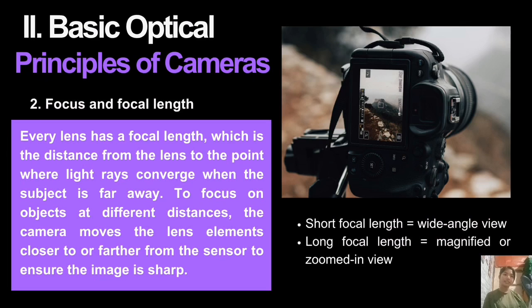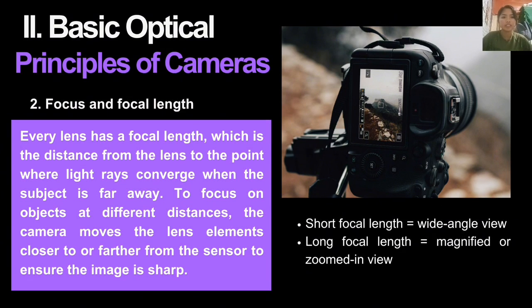Next is focus and focal length. So every lens has a focal length. Focal length is the distance from the lens to the point where the light rays converge when the subject is far away. To focus on objects at different distances, the camera moves the lens elements closer to or farther from the sensor to ensure the image is sharp. A short focal length is the wide angle view, and a long focal length is the magnified or zoomed in view. To explain it further, let's first talk about focus.